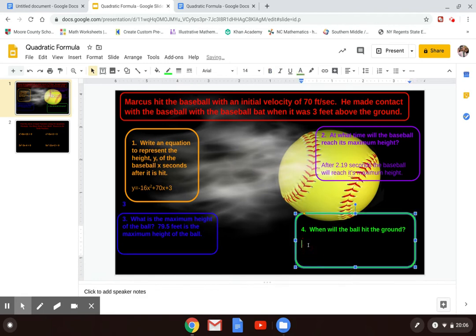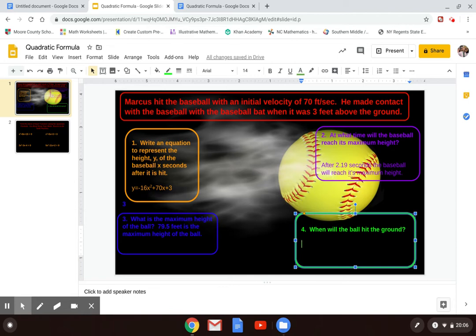Okay, so my next question is, when will the ball hit the ground? What we're going to learn today is something new about how to determine when the ball is going to hit the ground. And what we're going to use to solve this is called the quadratic formula.